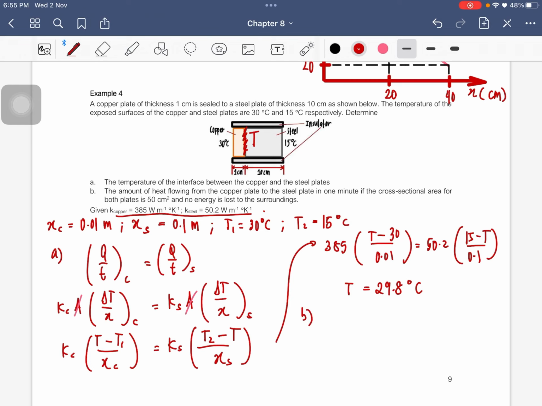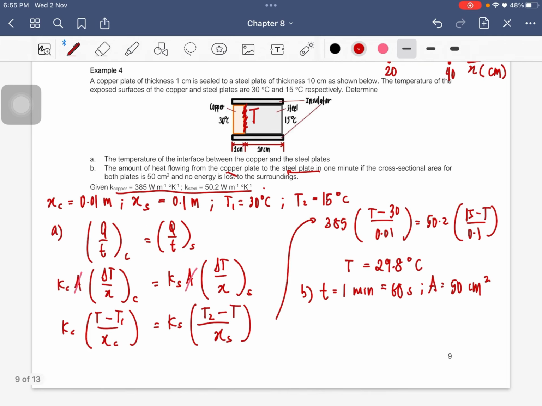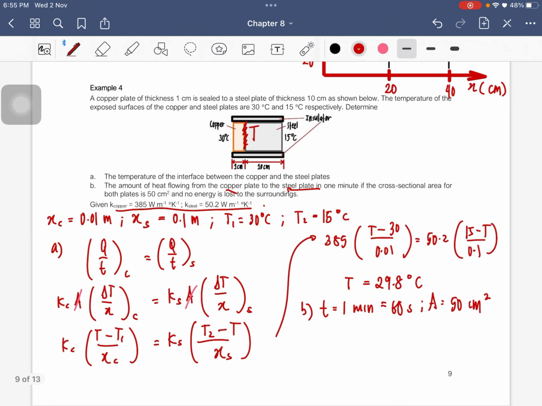Then question B, we have to calculate the amount of heat flowing from the copper plate to the steel plate in 1 minute. So the given time is 1 minute, that is 60 seconds, if the cross-sectional area is 50 centimeters square and no energy is lost to the surroundings. In this case, we can just choose either one of the plates because they are in steady state.